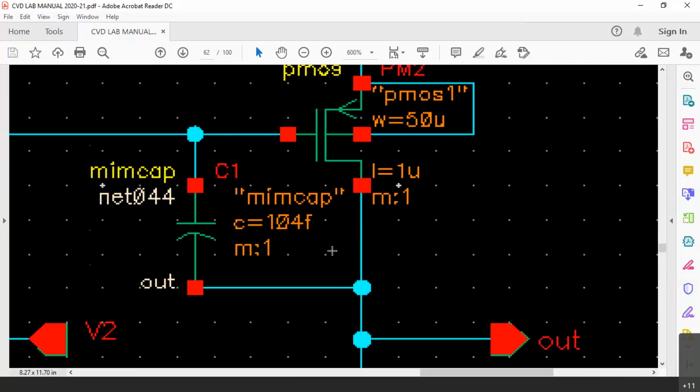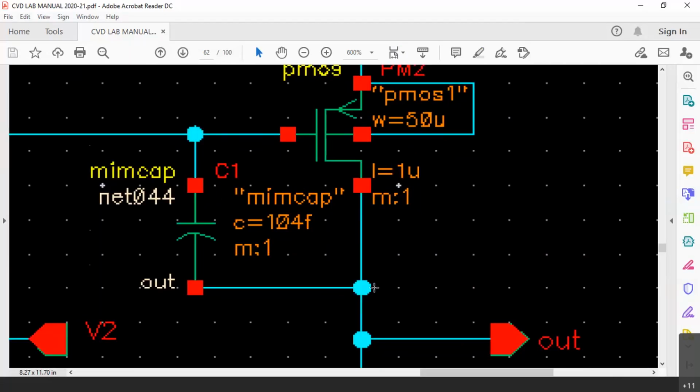Right, it is milli, micro, nano, pico, femto, atto, zepto, yocto. 10 power minus 12 is pico, 10 power minus 15 is femto, 10 power minus 18 is atto, 10 power minus 21 is zepto, 10 power minus 24 is yocto. So this is 104 into 10 power minus 15, or approximately 0.1 picofarad.